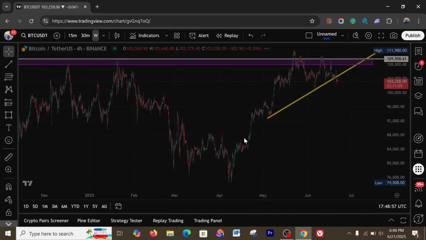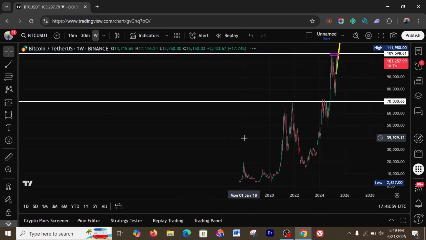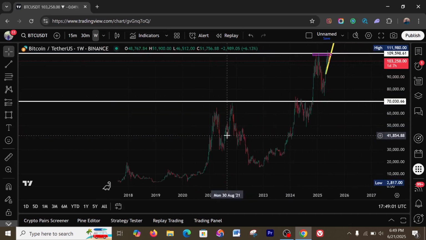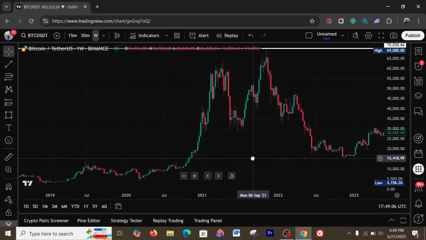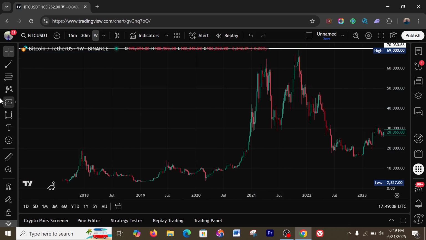So is this bull run over? Most likely, I believe like 90% the bull run is over for me. I'm 90% convinced that the bull run is over. That's basically the same thing that happened here.